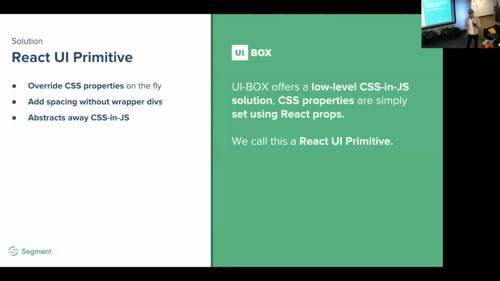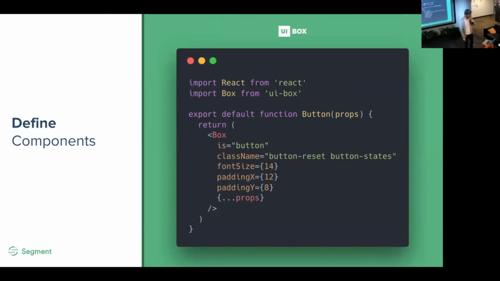So the solution we came up with is a React UI primitive. And this is a little bit more common in the industry. We're not the only one doing this, but I think our approach was somewhat unique. So this UI primitive allows us to override properties after we define a component, as well as provide solutions to the spacing issue. And I'll show you a little bit of code and what that looks like. So right here, we're defining a button, and we're spreading the props, as you can see on the component. So when I'm using it later on, I can overwrite the padding or the font size, but I can also add any other CSS property, such as display block, for example, or flex.